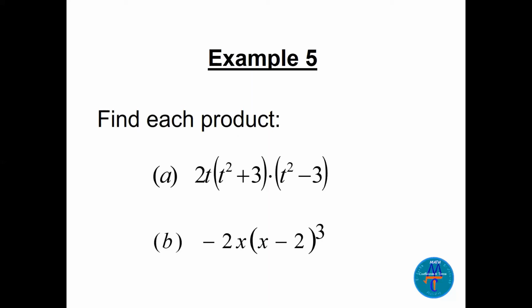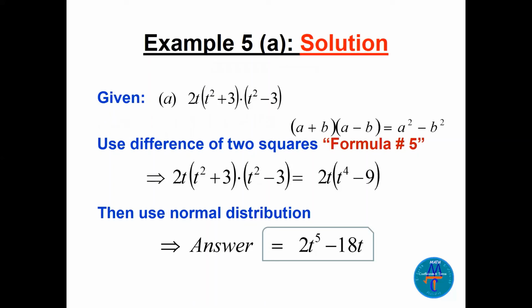2t in the bracket, t squared plus 3, times another bracket, t squared minus 3. See what you can use, any method. There is more than one way you can do part a. Try any way you like, and then I think you have finished now. Check the answer. The final answer you should get is 2t to the power 5 minus 18t.